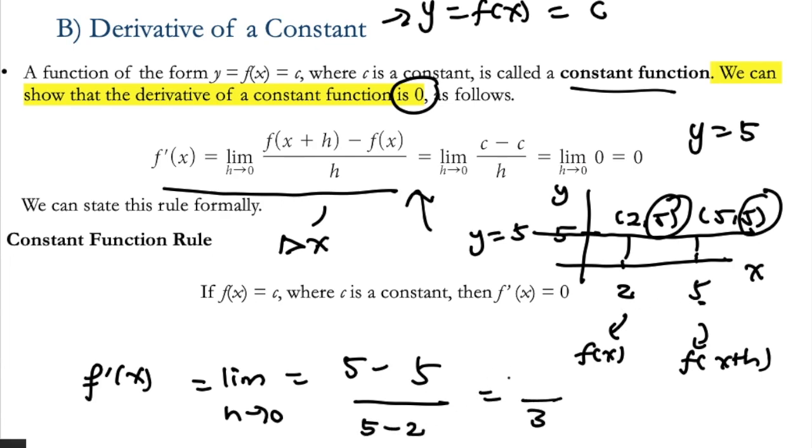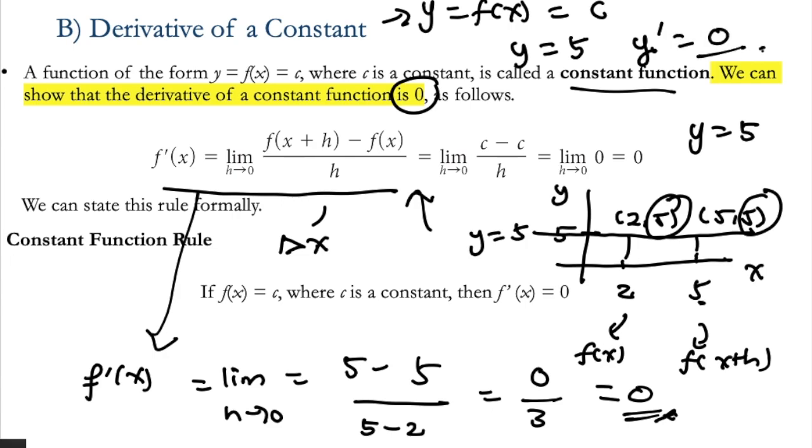So here 3, but this one is 0. Still your answer is 0. Can you see? So without going through all of this hustle and bustle here, straightforward, if you see a constant, let's say y equivalent to 5, so when you find the derivative, just go straight to 0, because it has been proven by this example here. Okay, so this is a constant function rule.